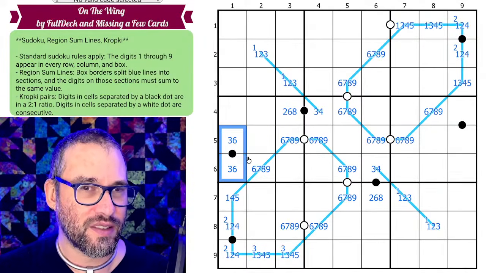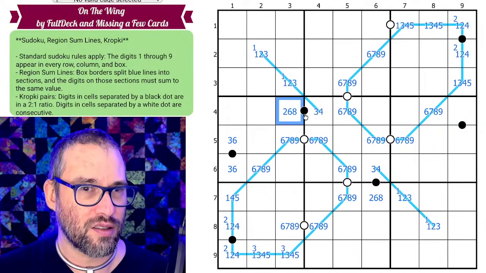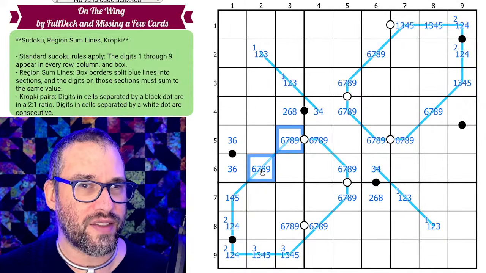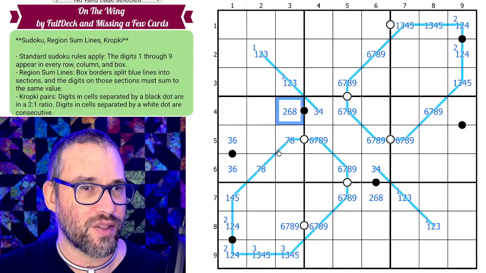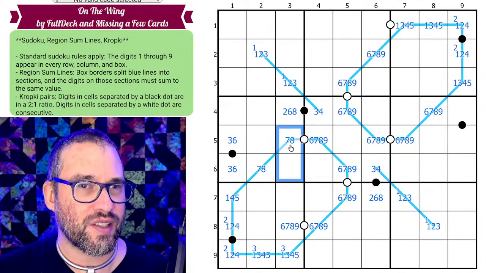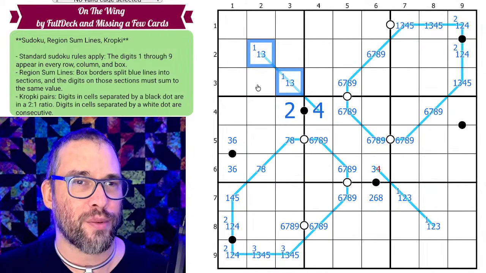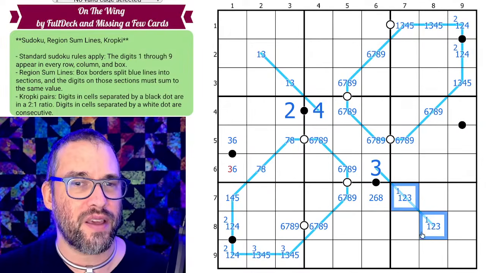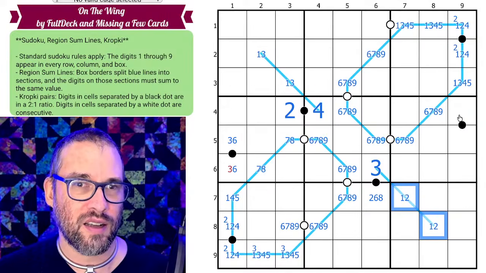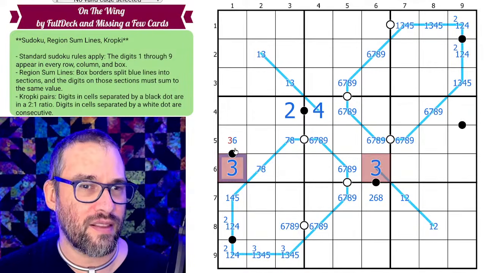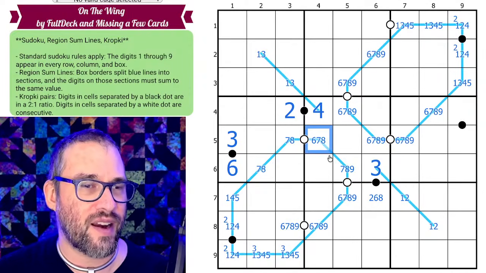Let's see. Right, these aren't 6, 9, they're 7, 8. So 6 and 8 are gone, so that's a 2, that's a 4. This is a 1, 3 pair. That's a 3, this is a 1, 2 pair. Now, oh, and that lets us, let's see, so that's not a 6, so that's not a 9.